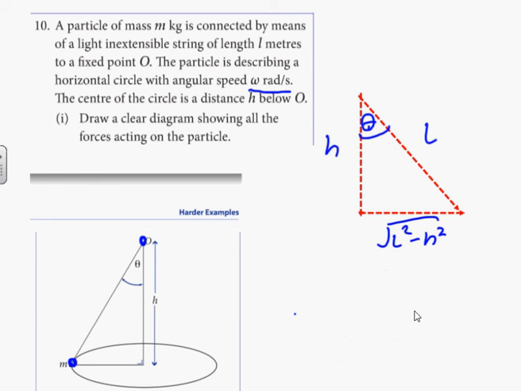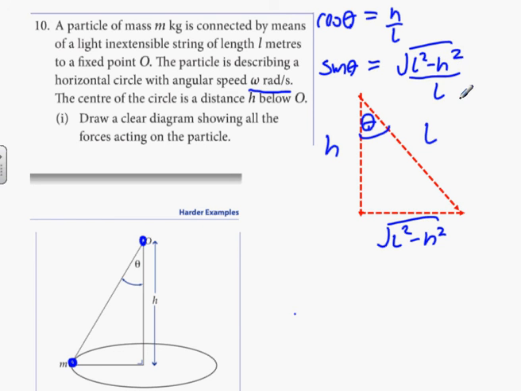And now we know what that is there. Now, this in turn will mean that cos theta is h over L, nothing too fancy about that. Sin theta, however, is going to be the square root of L squared minus h squared all over L. Okay, now that's done. We're going to resolve our forces.